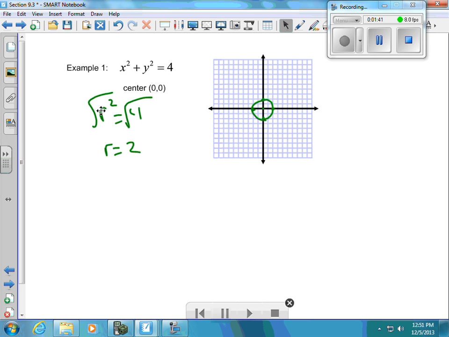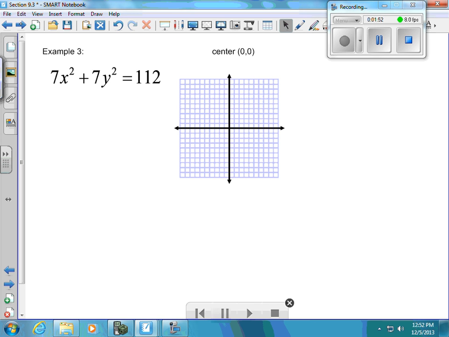Basically, you have to solve it for y, very similar to how we graph the sideways parabola. You have to square root both sides and take either positive or negative. And we'll do that tomorrow in class. Let's get this one here.